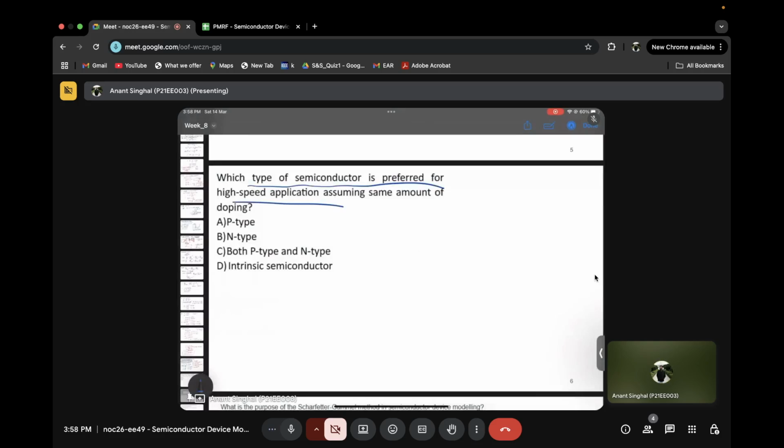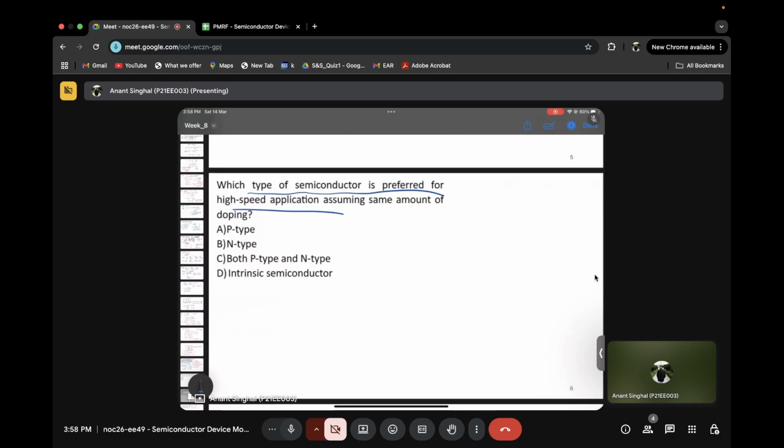Okay. So what do you think, is it P type or is it N type or is it both? Oh, it says high speed application. So intrinsic, we do not have any flow of electrons, right? They are ideal. So it could be either P or N.